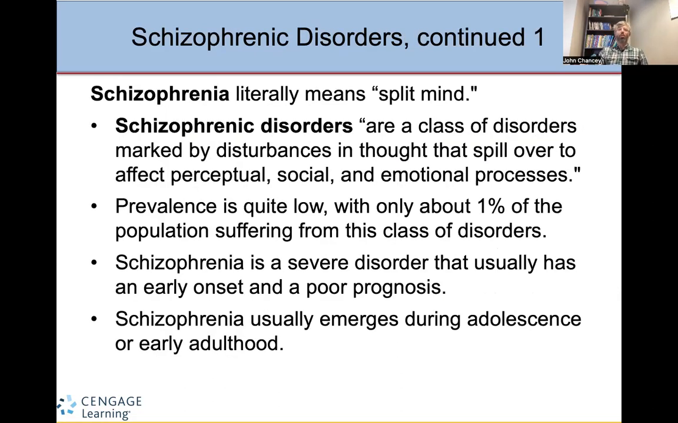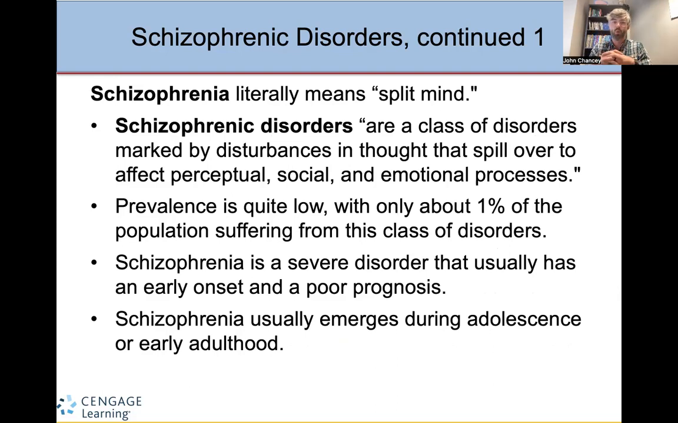We typically think of schizophrenia as one of the few disorders that goes hand in hand with psychosis, meaning you're out of touch with reality. Sometimes it's referred to as split mind. Really, this is a class of disorders. They all fall under schizophrenic disorders, where you're talking about disruptions and disturbances in thought, emotional, perceptual, and social processes.